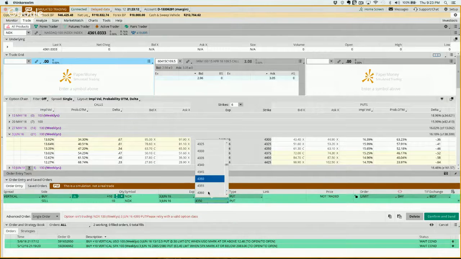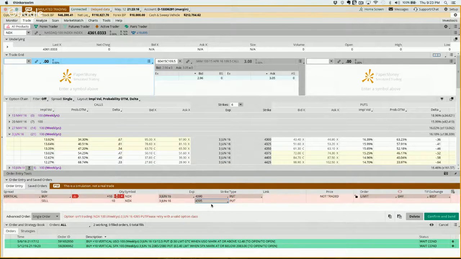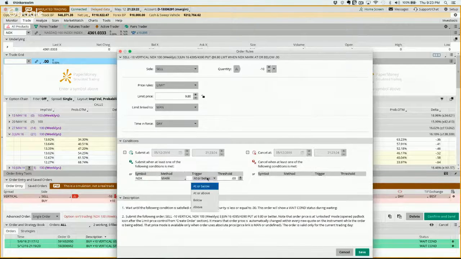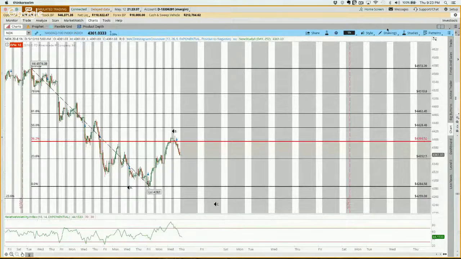So we'll be doing 1995. Okay. All right, so the condition will be NASDAQ: if it rises at or above 1394, this bearish vertical spread will be executed. So you have to click save, confirm and send. Okay, so that is how you automate a trade like this.